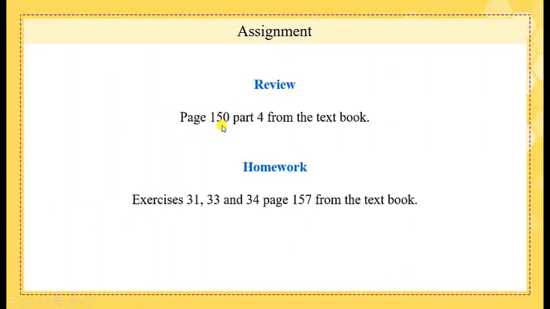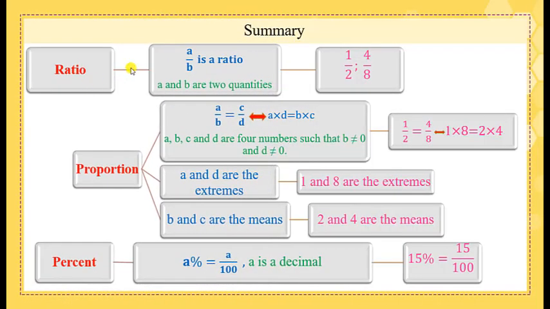Now review page 150 part 4 from the textbook and solve the exercises 31, 33 and 34, page 157, all from the textbook. In this video, we have learned that a ratio is represented by a fraction a over b, and a proportion is an equality of ratios. For the proportion a over b equals c over d, the law of proportion says that a times d equals b times c, where a and d are the extremes and b and c are the means. And a percent is a rate per 100. A percent equals a over 100.